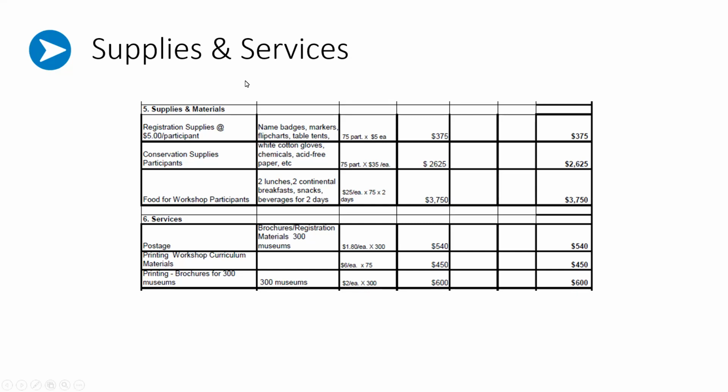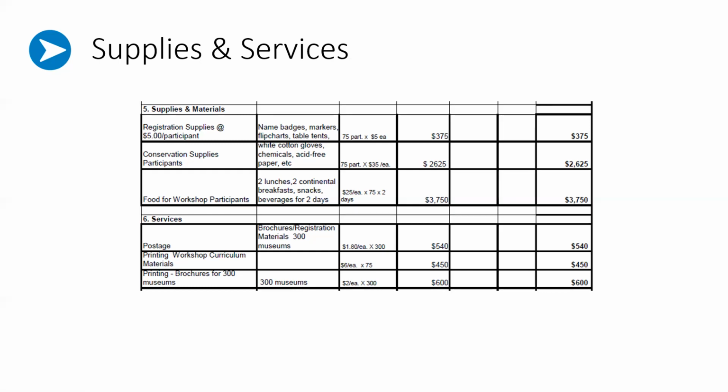This particular grant, they were going to do a workshop for participants. So they required registration supplies, and they estimated that at $5 a participant, and that included name badges, markers, flip charts, table tents, all of that. 75 participants at the training, so $375 for registration supplies.